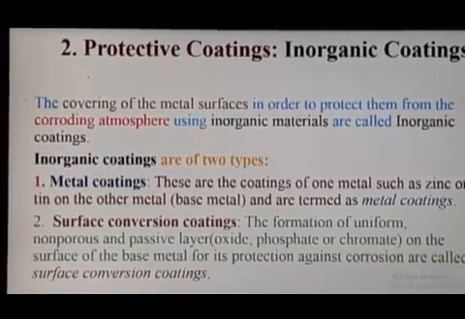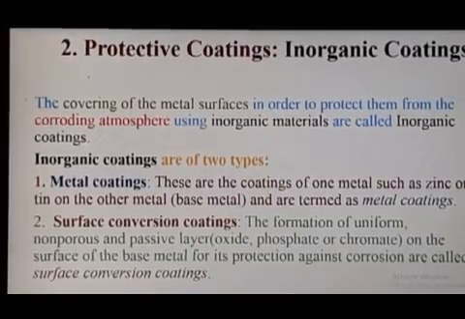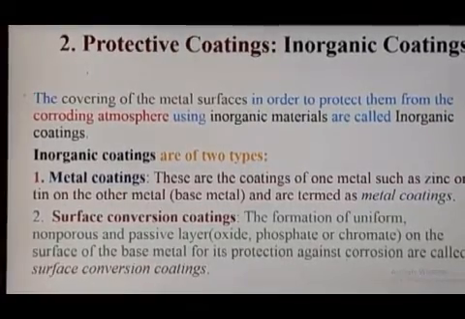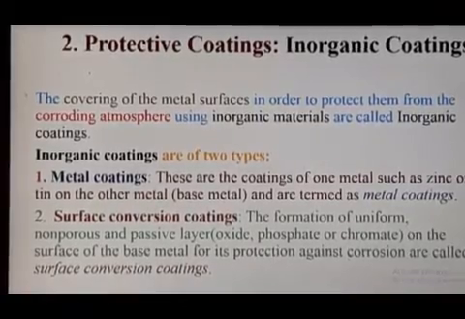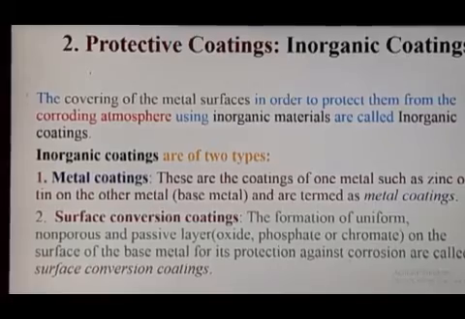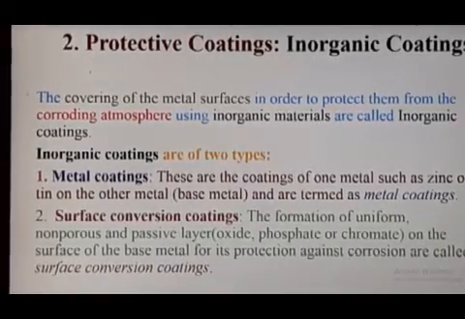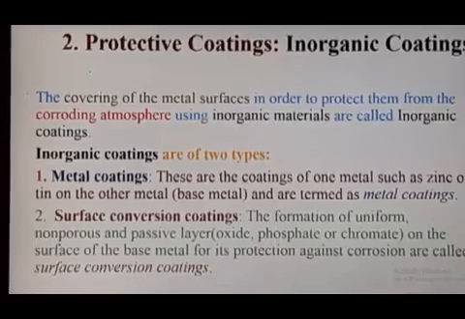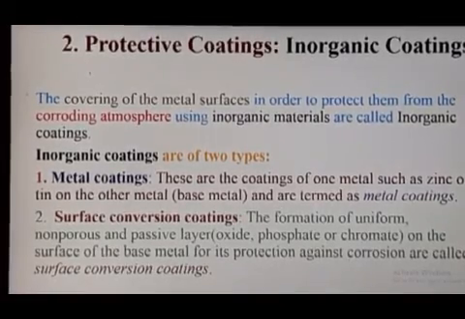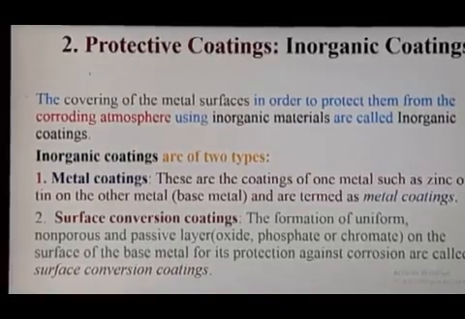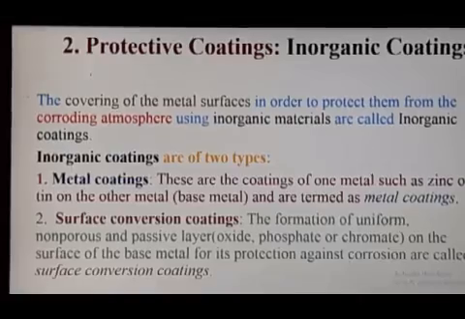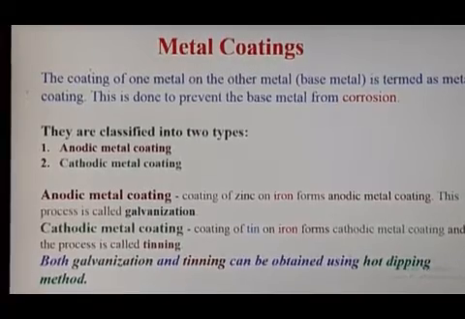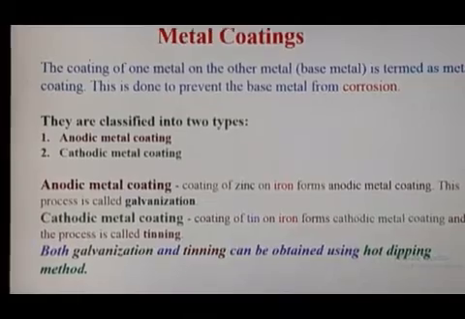The metal coatings are coatings of one metal, such as zinc or tin, on the other metal which is to be protected from electrochemical corrosion. And such metal coatings are called anodic metal coatings or cathodic metal coatings. The surface conversion coatings are actually the conversion of the surface itself by the formation of a uniform, non-porous and passive layer of oxide, phosphate or chromate on its surface. And such coatings are called surface conversion coatings. We'll begin with the metal coatings. I have already told that the metal coatings are of two types: anodic and cathodic metal coatings.